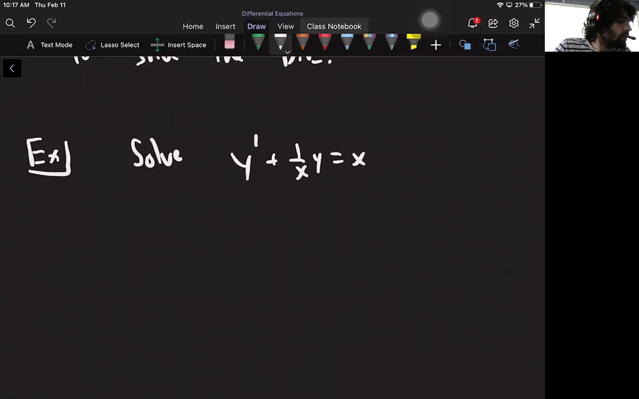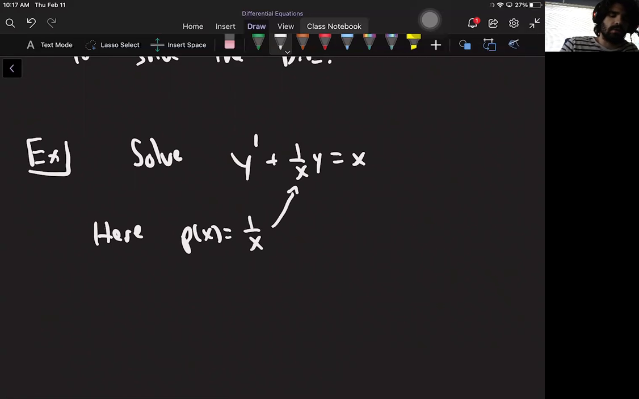Okay, so here is a linear equation. So it's in the right form. So what's p of x? P of x is 1 over x. It's being multiplied to the y variable. And q of x is the function of x on the other side. So it's that. Okay, so it's linear.